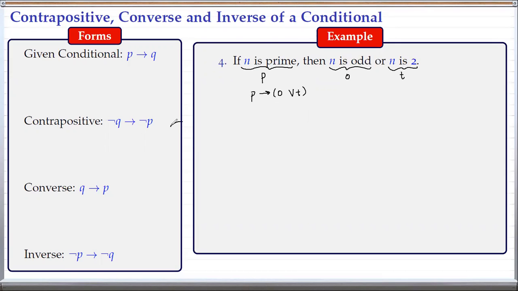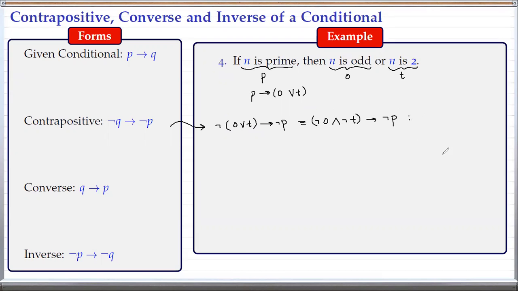Now let's look at contrapositive. So in contrapositive, we take the conclusion part first and negate that. So this will look like not (O or T) implies not P. Now for the first part here, not (O or T), I can apply De Morgan's law and write that as not O and not T. Then we have implies not P. If you need more information on De Morgan's law, please look at our other video.